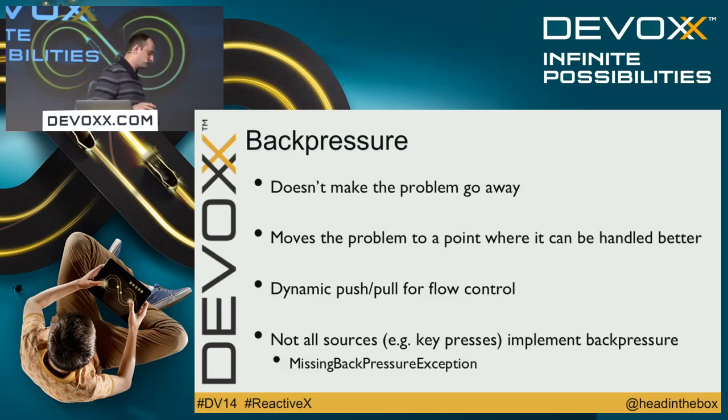But like I said, not all the sources implement backpressure, right? For example, if you just simply wrap a keypresses event source, and then do some observe on that, that might lead to a missing backpressure exception. Because Rx does signal that, hey, I'm trying to send items to this observer, and I don't have an infinite buffer, so it's not taking them out, so I don't know what to do with these new items because my buffer is full. So what you get in the case that you don't have a source that implements backpressure is a missing backpressure exception.